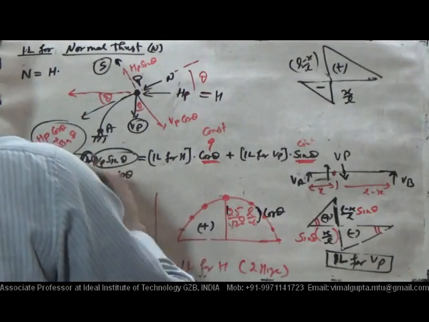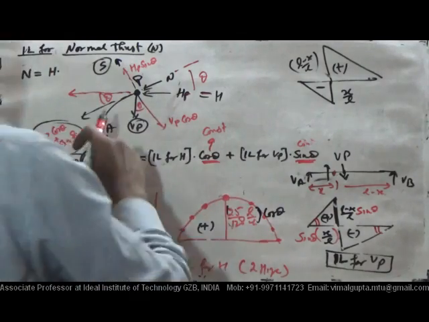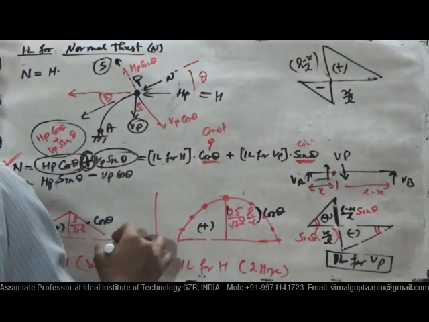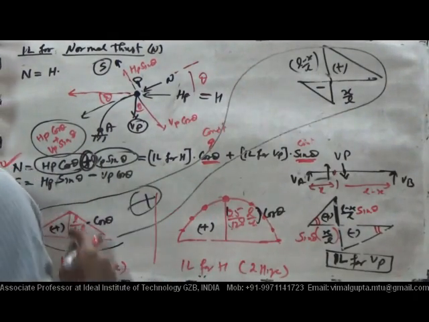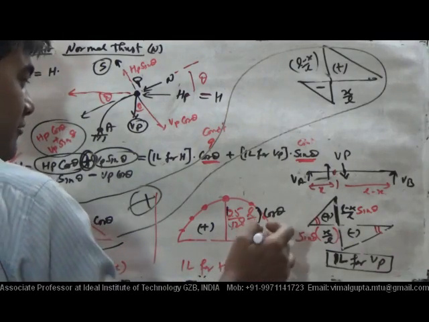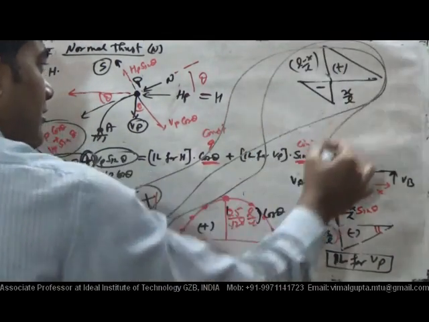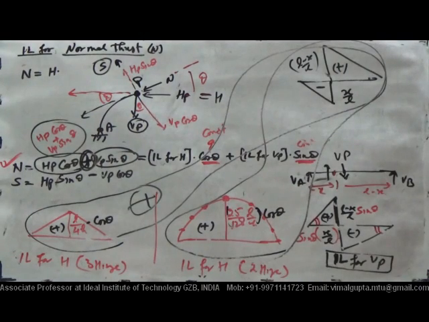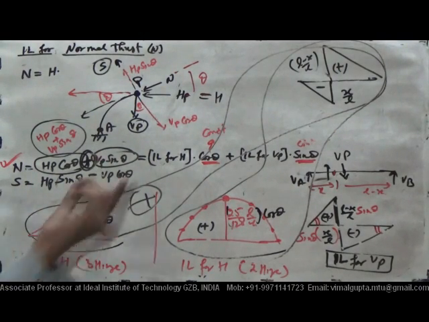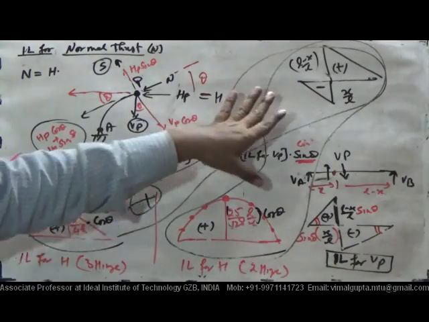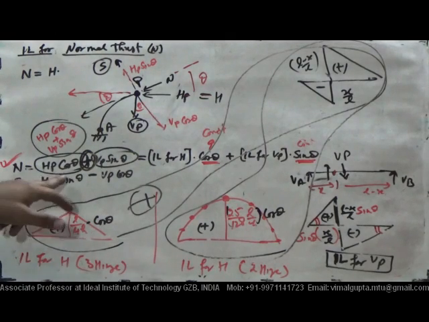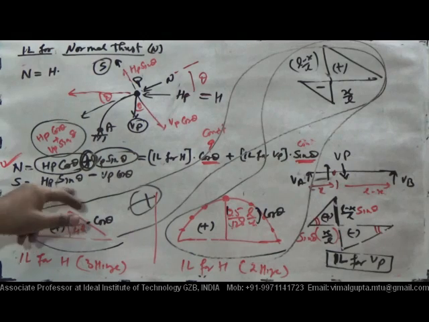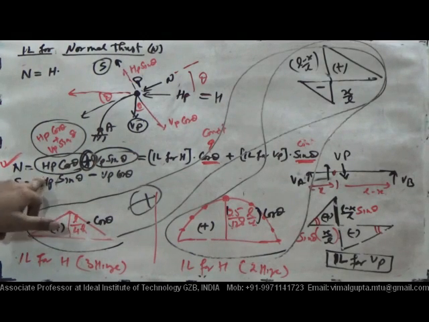For IL for N for the 3 hinge arch, it will be the summation of these two, and the IL for the 2 hinge arch will be the summation of this one. The remaining thing will be the required ordinate for normal thrust. Similarly, the same type of thing will be required for this also, for the radial shear.